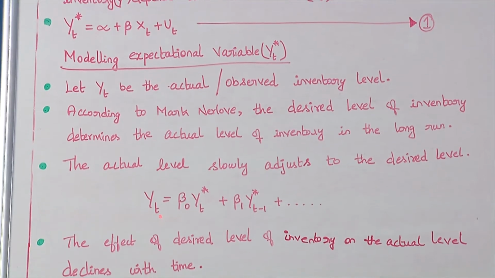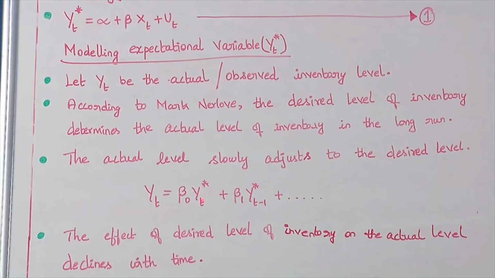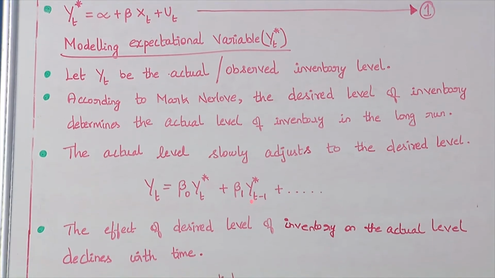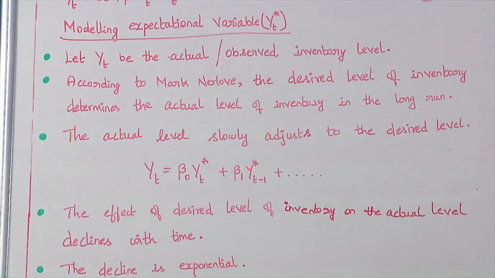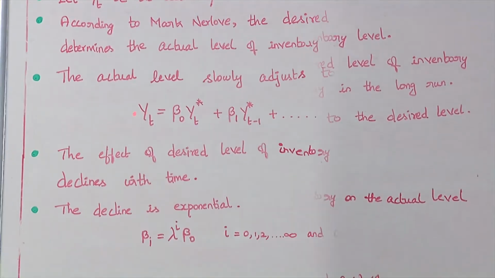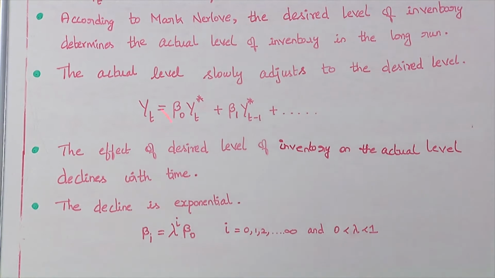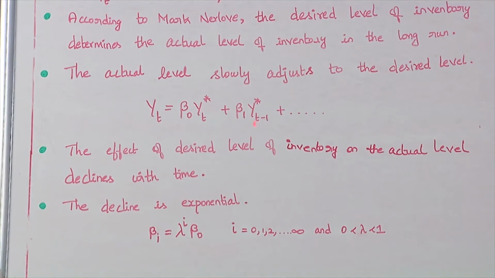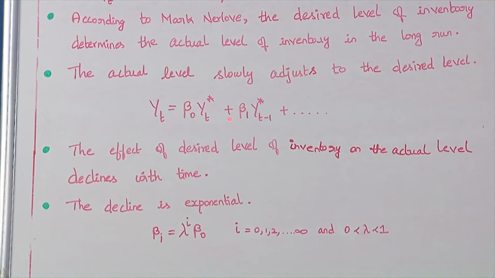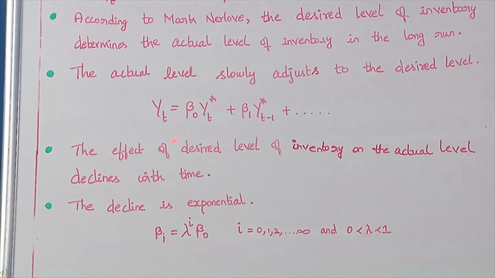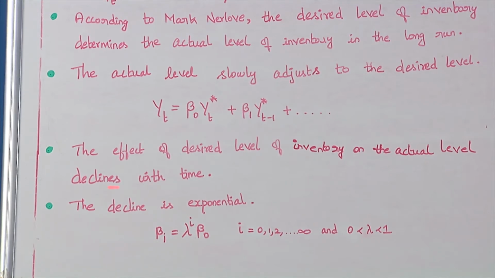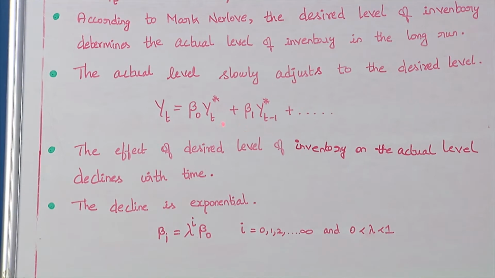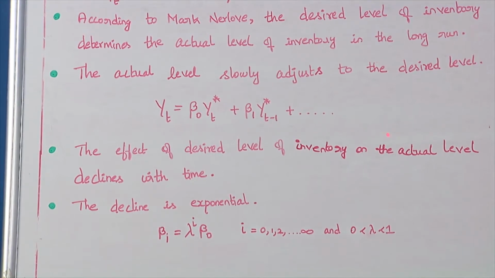an econometric model. Y t is equal to beta 0 Y t star plus beta 1 Y t minus 1 star, etc. This Y t is the actual level of inventory based on the expected inventory levels at different periods of time. The effect of the desired level of inventory on the actual level declines with time. The impact of the expected inventory levels, as time passes by, really declines.